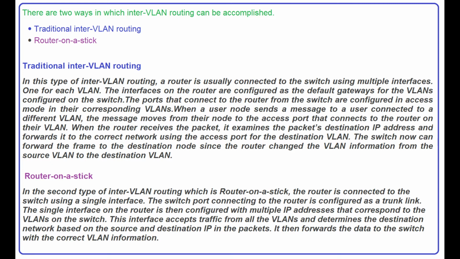Inter-VLAN routing using router on a stick. In the second type of inter-VLAN routing, which is router on a stick, the router is connected to the switch using a single interface. The switch port connecting to the router is configured as a trunk link. The single interface on the router is then configured with multiple IP addresses that correspond to the VLANs on the switch. This interface accepts traffic from all the VLANs and determines the destination network based on the source and destination IP in the packets. It then forwards the data to the switch with the correct VLAN information.